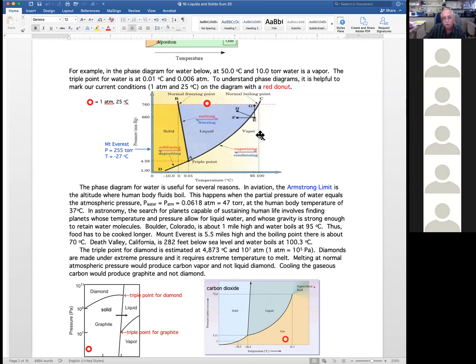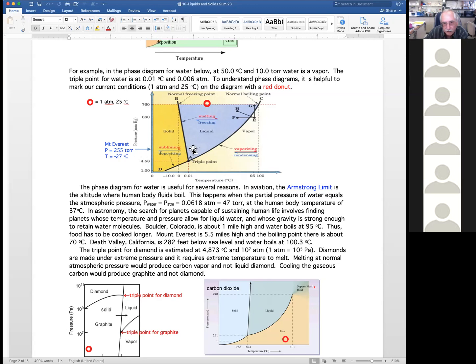So does the triple point exist on planet Earth? And I've never seen anybody explain that. And the answer is no, it doesn't. The triple point for water would be near 0 degrees Celsius and an extremely low pressure. Mount Everest is right here.